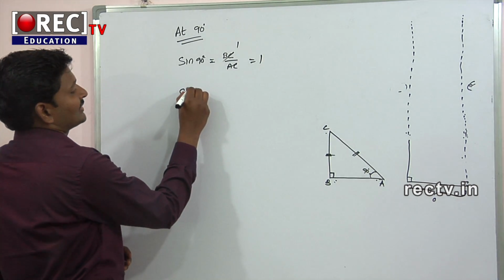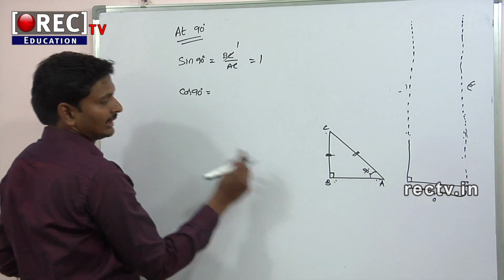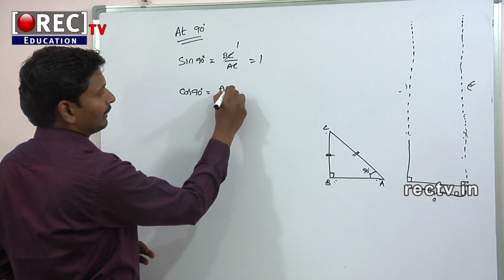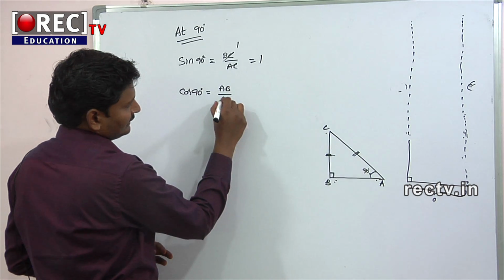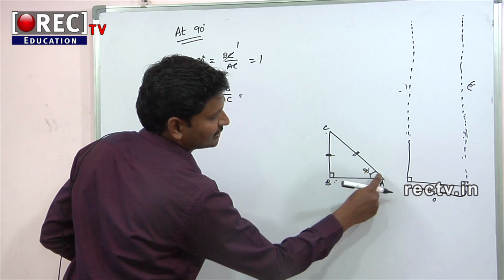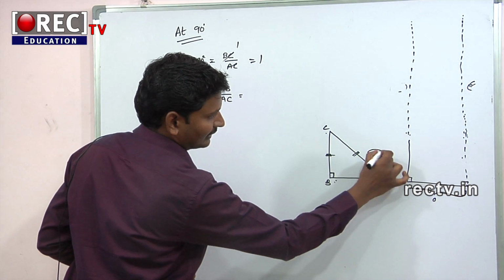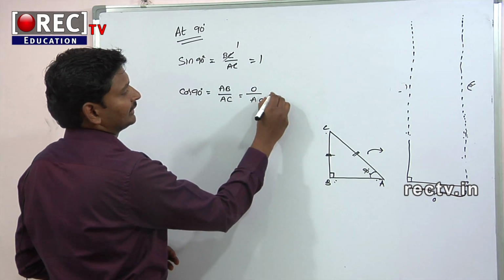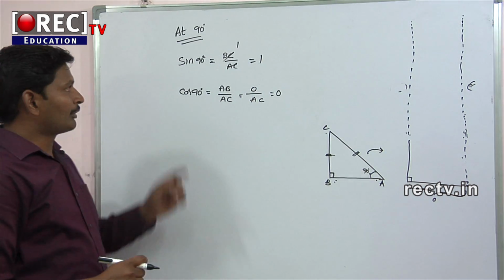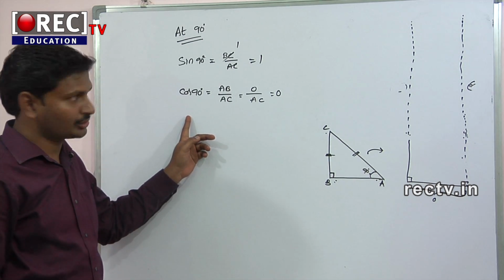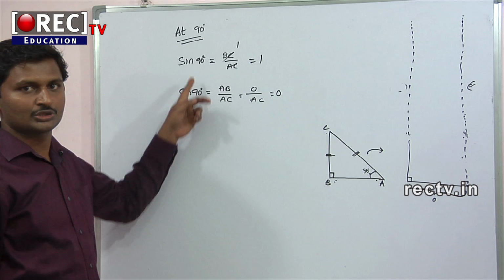Now cos 90 degrees is equal to adjacent side divided by hypotenuse. Adjacent side AB divided by AC. Already I just now said the distance between the two sides becomes 0 if this is equal to 90 degrees. If you convert like that, AB is equal to 0. 0 divided by anything is equal to 0. Now you got sine value and cos value. You can find all other trigonometric ratios at 90 degrees by using these two.